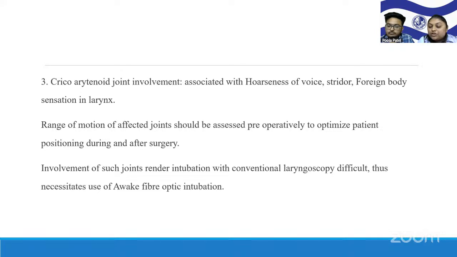So we will look for signs and symptoms like hoarseness of voice or any foreign body sensation in the larynx, which might indicate cricoarytenoid joint involvement. So to summarize, we should assess all the joints for range of motion preoperatively in order to optimize the patient for positioning during and after the surgery. Involvement of such joints can render intubation with conventional laryngoscopy difficult. So, sir, we should keep a difficult airway cart ready and be prepared for any emergency. Often we can go for fiber optic intubation techniques.